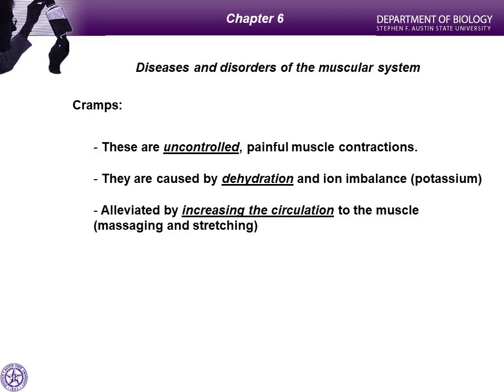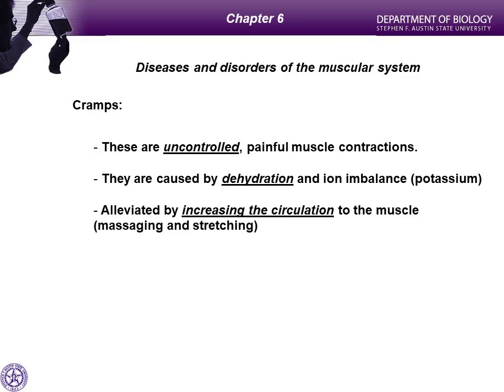Now, the way that you work this out, because what's happening as you dehydrate, the electrolytes that remain in your blood, the potassium, the sodiums, the calciums, it's becoming more and more concentrated. And remember, those are how nerves signal the muscle, the changing of those ion concentrations across the membrane of our muscle cell. And it tricks the muscle into thinking it's getting the signal to contract. Well, the way to fix this is stretching and massaging.